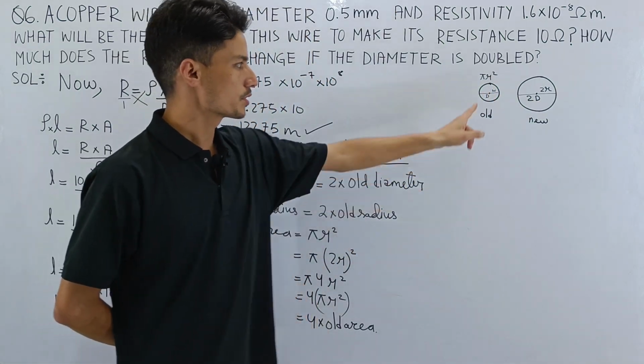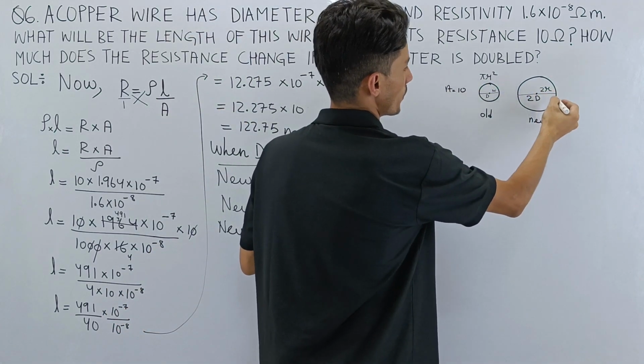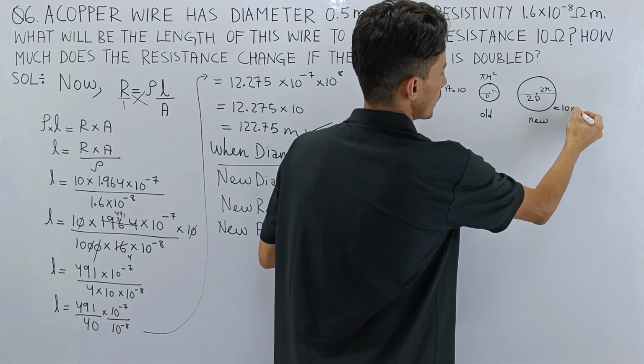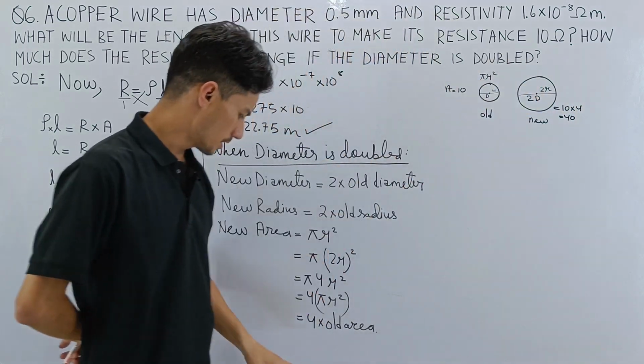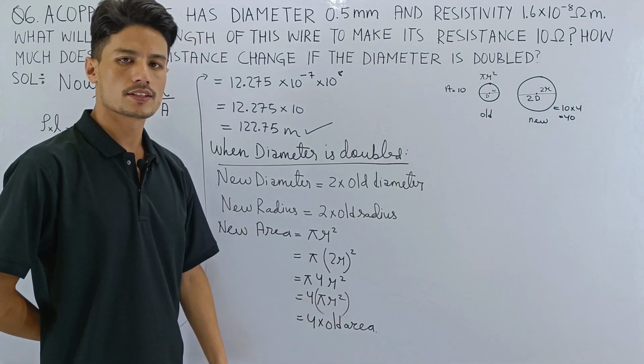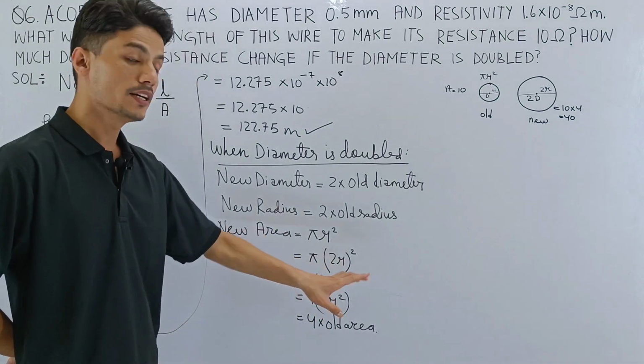Suppose the area of this is 10. So the new area will be 10 times 4, which is 40. It will be 40. That's what it is telling us: 4 times the whole area. Understood? But they want us to find the resistance, isn't it?